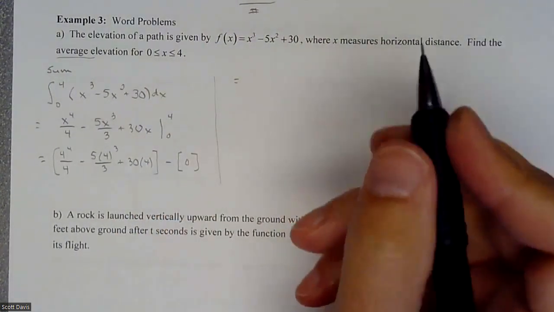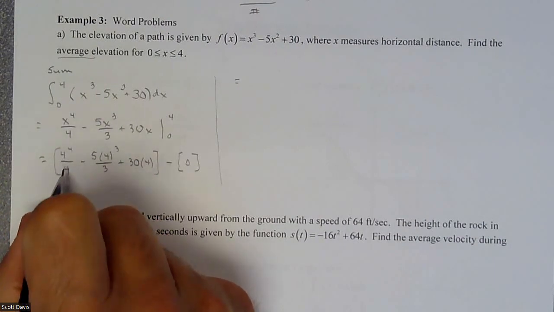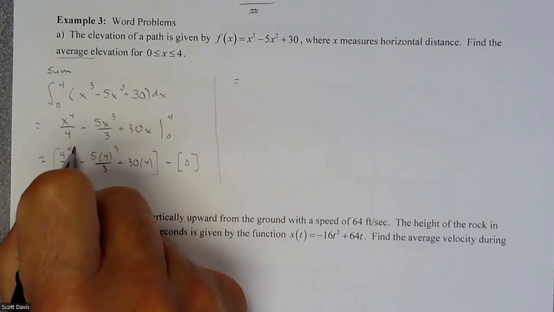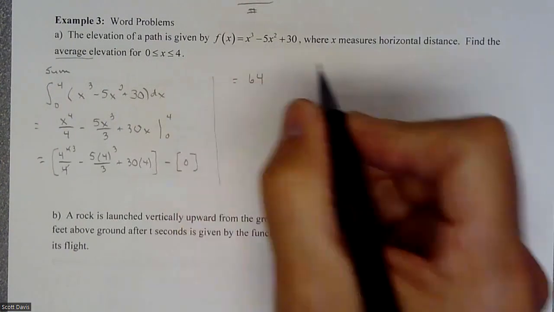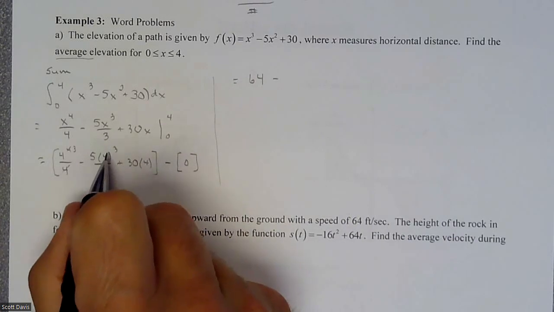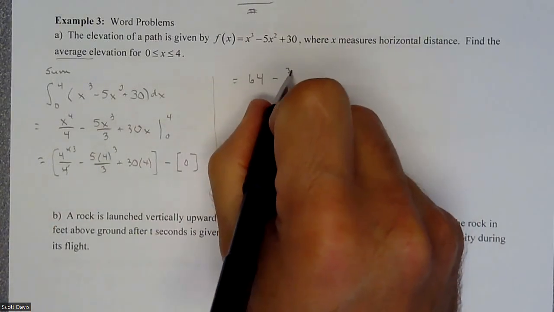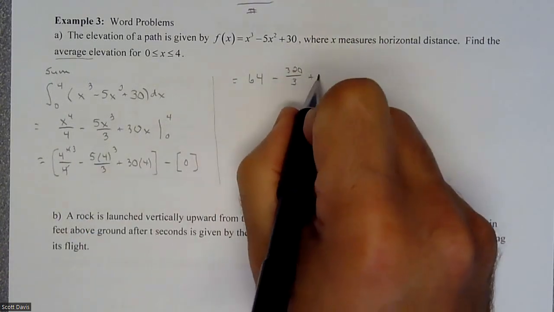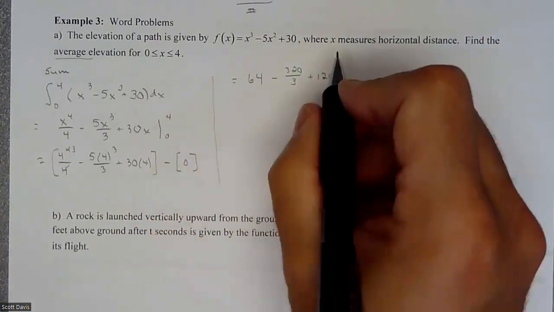All right, so let's do the math on this to figure this stuff out. So we have 4 to the 4th divided by 4. Well, it's actually one of those 4s is going to cancel one of those 4s. So we're really looking at 4 to the 3rd. And so 4 to the 3rd is 64. Now this one is going to be 64 times 5 divided by 3 ends up being 320 over 3. And then we have plus 120. So, and then we're going to subtract nothing, so I can kind of ignore that.